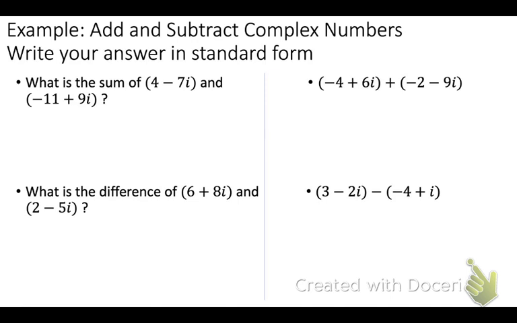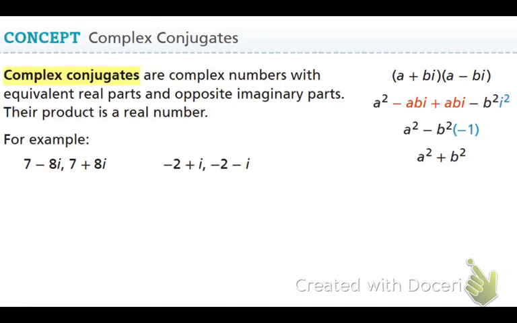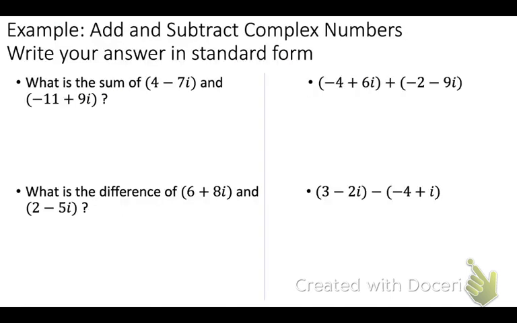Okay, so when you add and subtract complex numbers, you add and subtract real parts and you add and subtract imaginary parts. That's what you do. It's like combining like terms. So what is the sum of 4 minus 7i and -11 plus 9i?